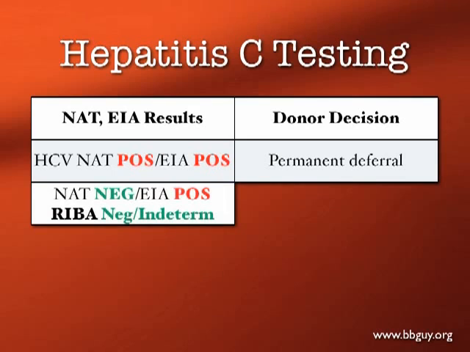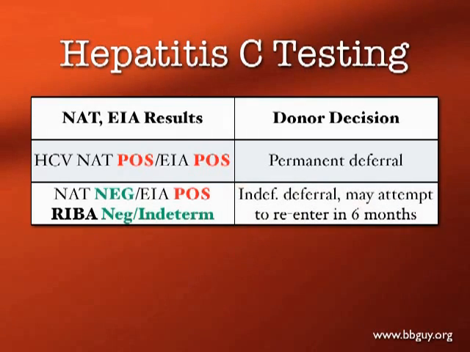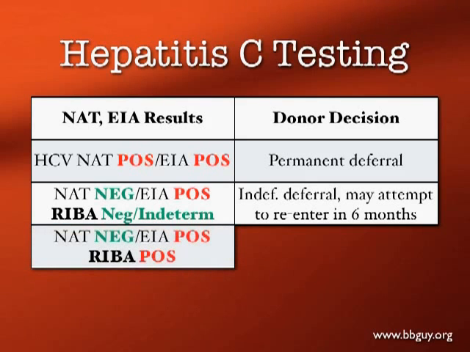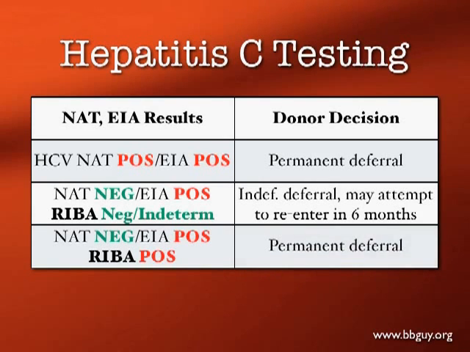Second, if the NAT is negative, okay, so negative NAT, positive EIA, but a negative or indeterminate RIBA. So in other words, you have a non-confirmed EIA test. If that happens, the donor gets an indefinite deferral and may attempt to re-enter in 6 months, depending on the will of the medical director, whether or not they'll be allowed to do that. The next situation is the same, except that the RIBA confirms the donor as HCV positive or anti-HCV positive. Those donors are permanently deferred.